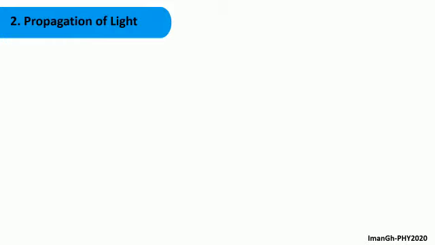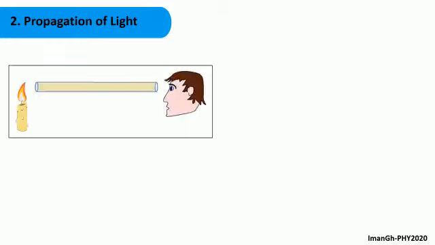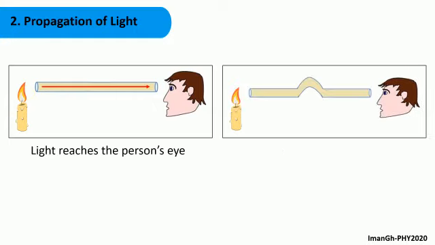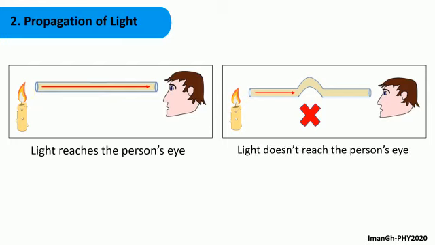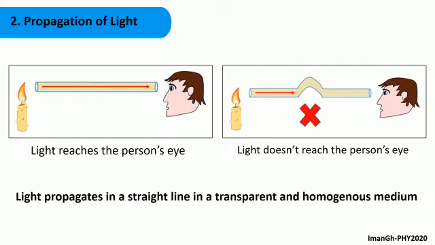The following experiment is performed in order to study propagation of light, or how light travels. A straight tube is placed between a candle and a boy. Light is able to reach the boy's eye. However, in the second experiment, a curved tube is used. Light is not able to reach his eye. So we can conclude that light travels in a straight line when it moves in a homogeneous, transparent medium.